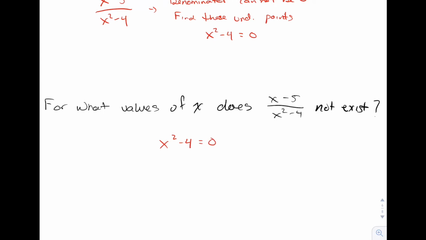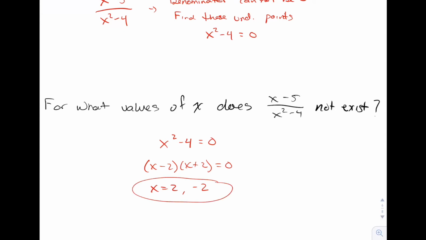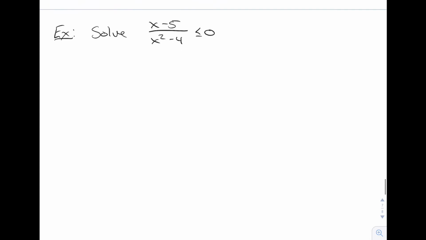And here I just look to factor. I'll get x minus 2 and x plus 2, right? Remember, we want to look at that and see the difference of squares. And so I get x is equal to 2 or negative 2. These are going to be our undefined points. And in the context of solving inequalities, these are going to matter just like setting this thing equal to 0 will.